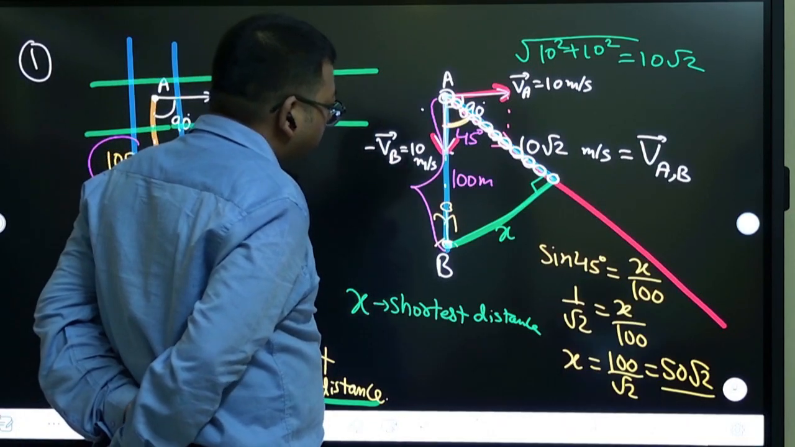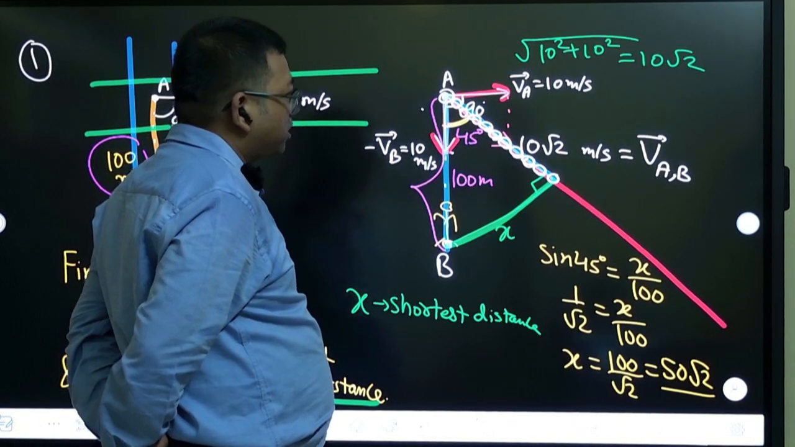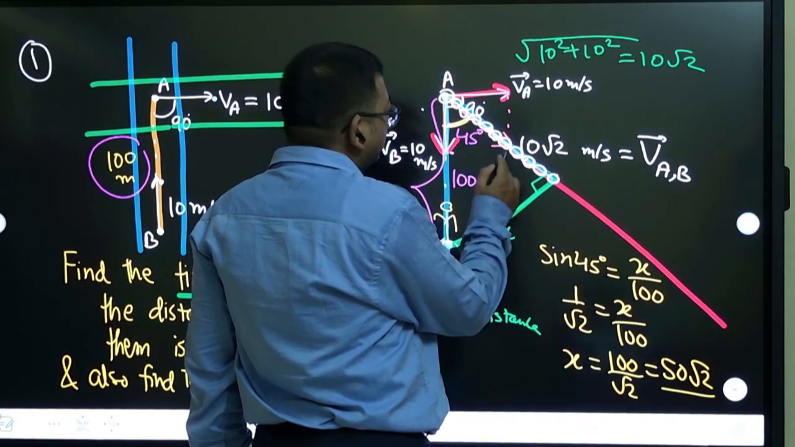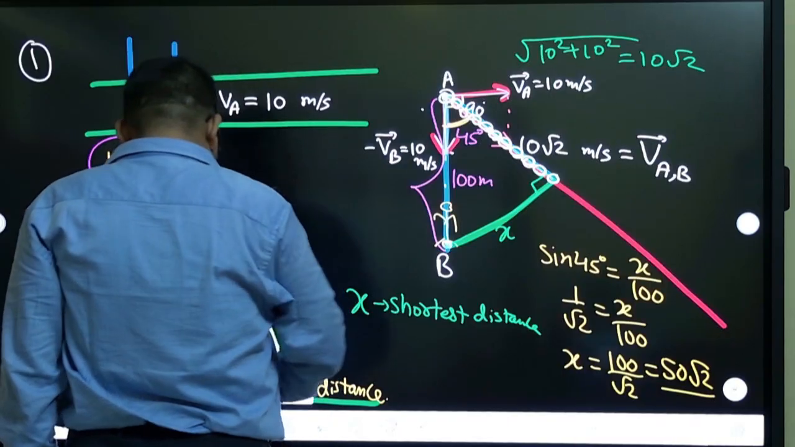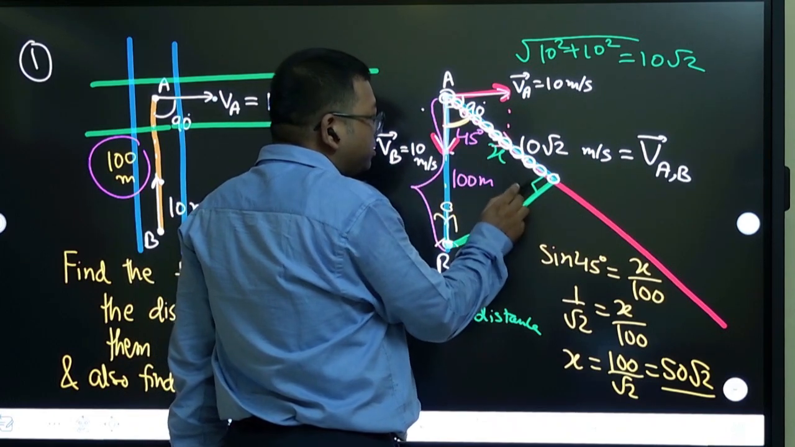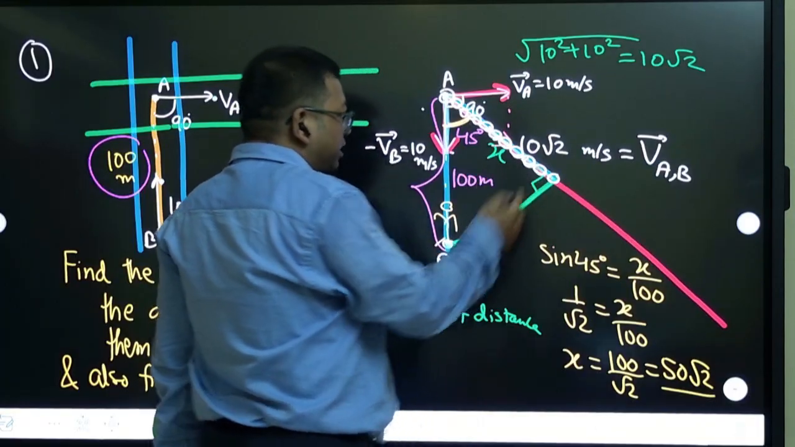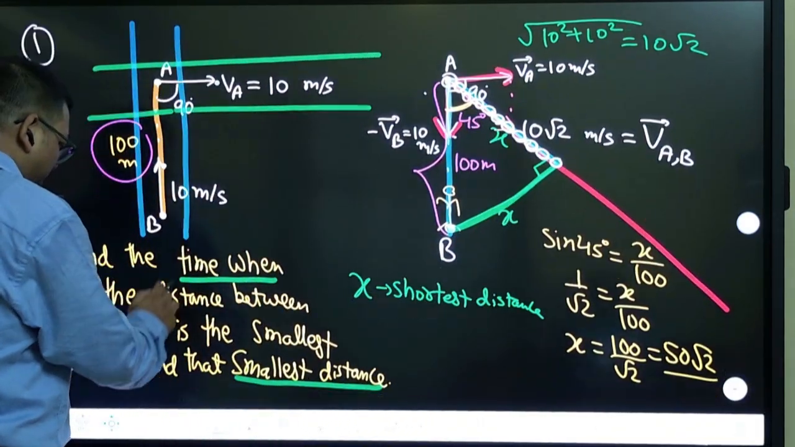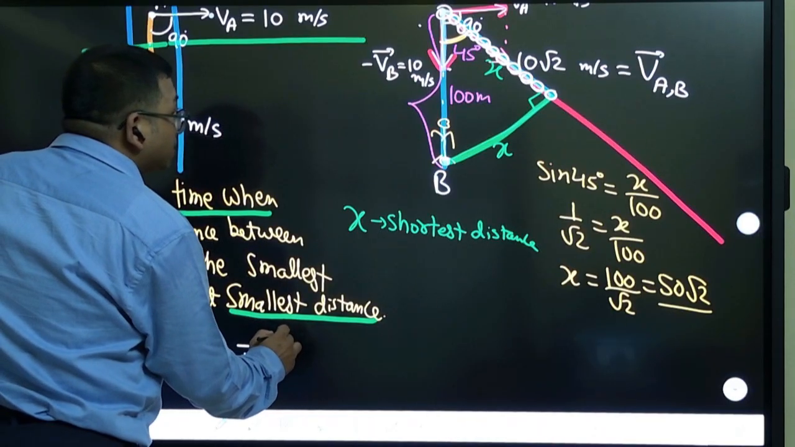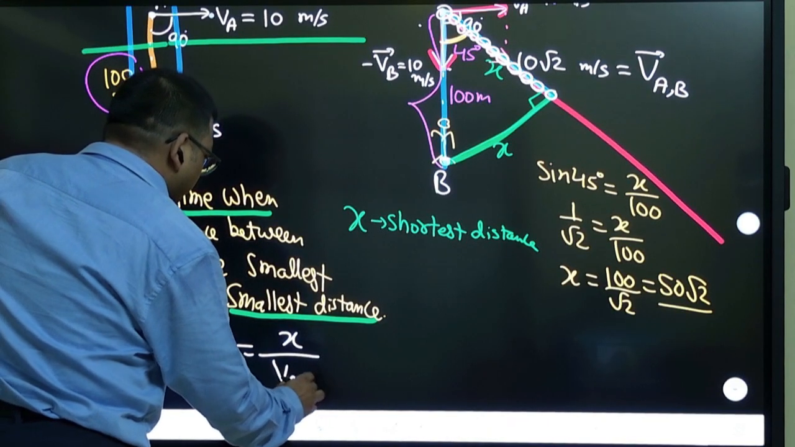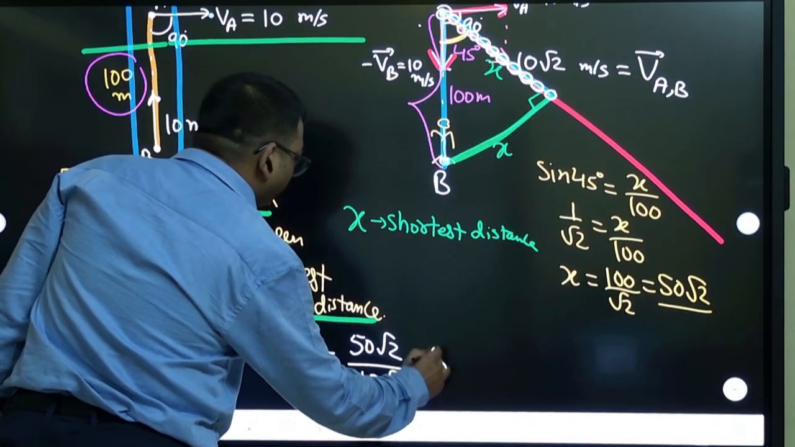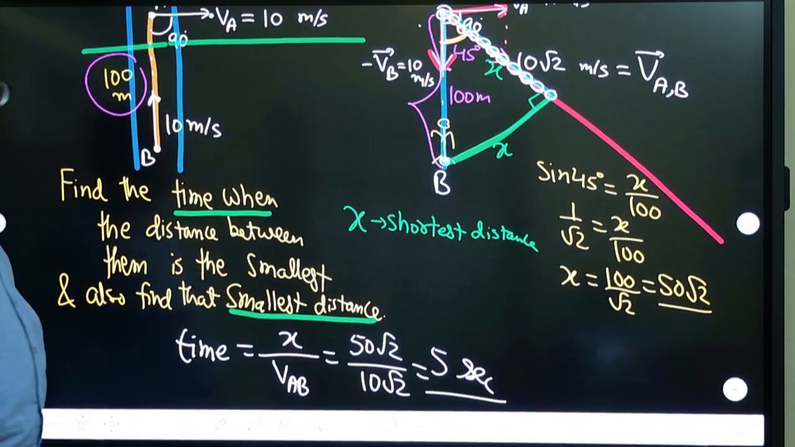Time is equal to distance by speed. Yes, good. Because this is 45 degrees, this is x, this is also x, right? Correct. This distance is also x. Now time is equal to distance by speed, so in this direction the speed is 10 root 2, so x by 10 root 2. Correct, right? So the time will be distance by VAB. So this is 50 root 2 by 10 root 2. Then it will become 5 seconds. Yes, correct. Got it?